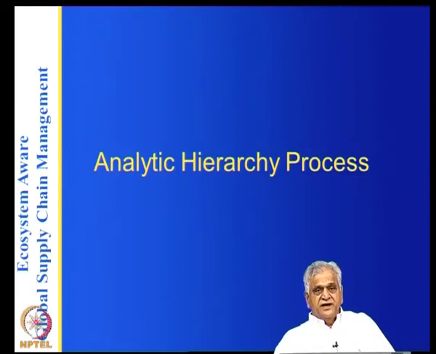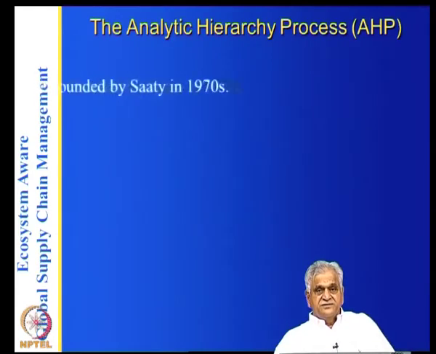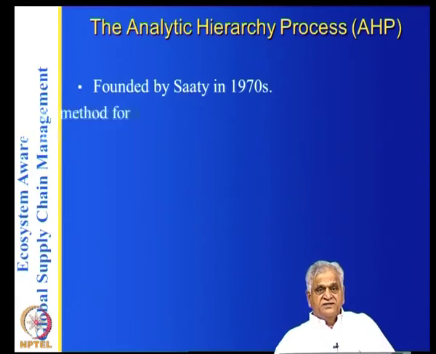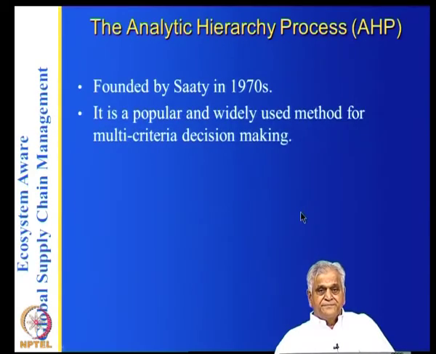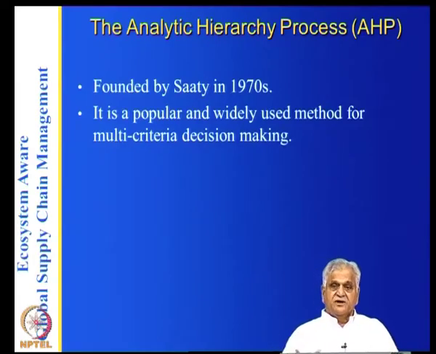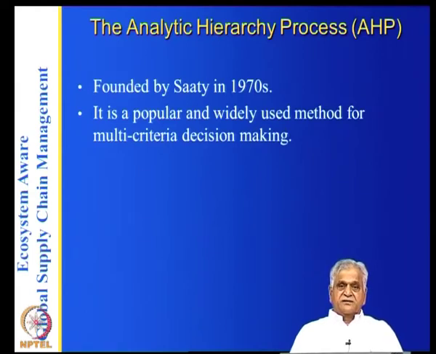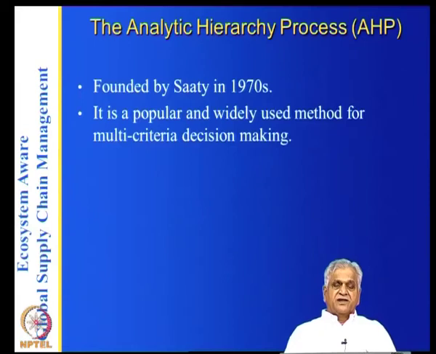So we use the Analytical Hierarchy Process. It is called AHP, founded by Saaty in 1970. It's a popular and widely used method for multi-criteria decision making. This is whenever you have multiple criteria to characterize a particular item. In our case, it is the location of the place, and you have multiple criteria like resources, government regulations and delivery mechanisms, and each of them has several parameters.